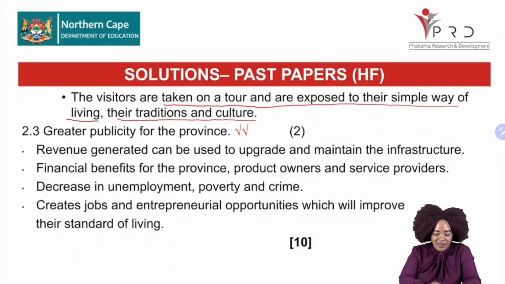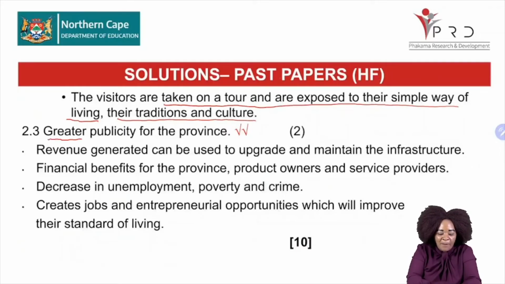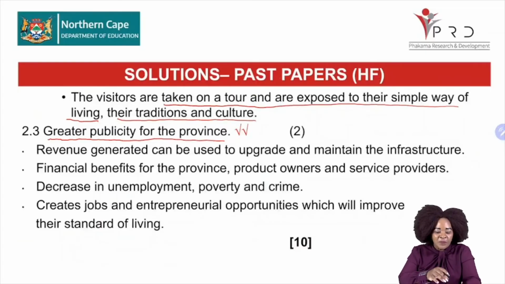Why are we saying that? Number one, there is greater publicity for the province. The people who are in Gauteng, the Western Cape, the Eastern Cape, KZN, Limpopo, and the other provinces know there are 2 World Heritage Sites in the Northern Cape. So that makes the province popular. It makes the province known.